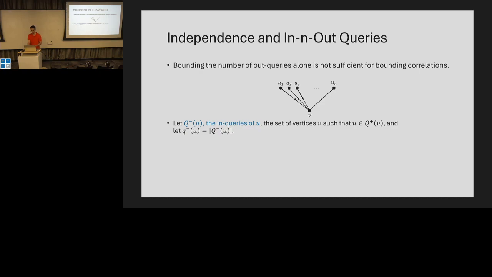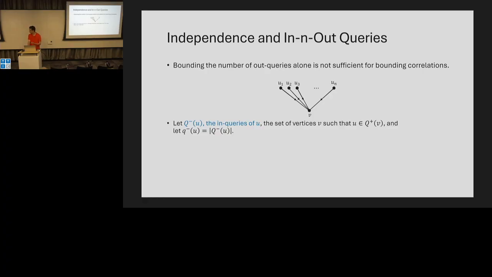So then the inqueries come in. The inqueries are simply the inverse of outqueries. So if V is in the outqueries of U1 through UN, U1 through UN form the inqueries of V. And to rule out that case, we need to bound the number of inqueries.